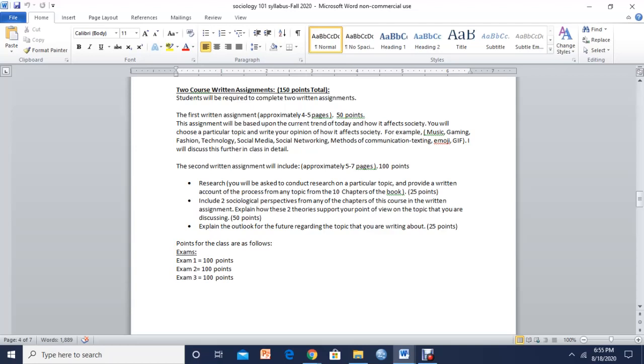The first written assignment is approximately 4 to 5 pages. As we know, we need a cover page, which is not included in the 4 or 5 pages. The paper itself, I will have a form for how you're supposed to write it. I'm just briefly talking about it, but I will send something in an announcement laying it out exactly. Not too difficult. I just want you to talk about a current trend of today and how it affects society. You'll choose a particular topic and write your opinion of how it affects society. Something that interests you.